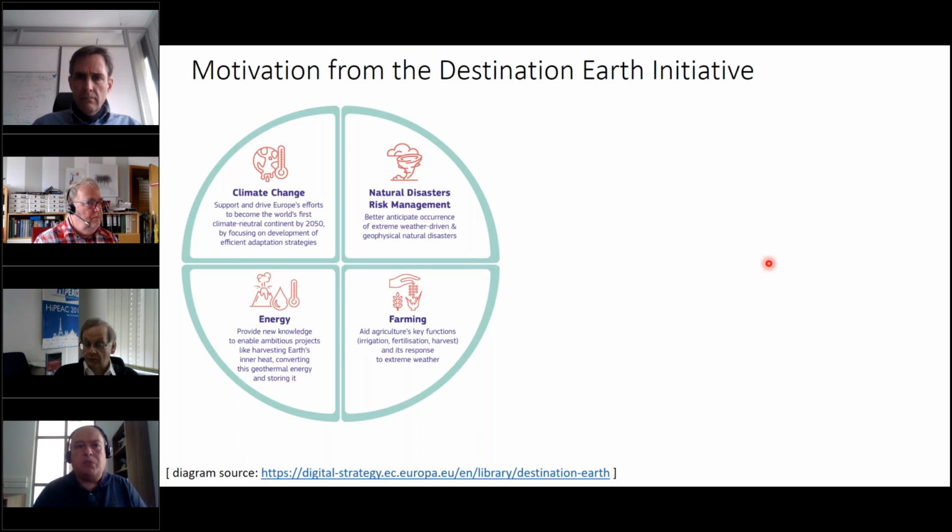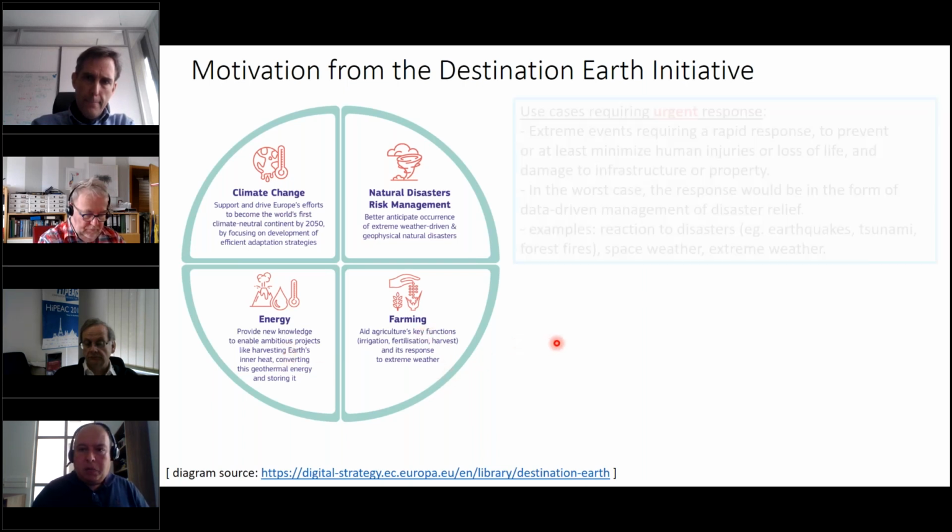I'm using a diagram provided by the Destination Earth initiative. This is a broad scope initiative by the European Union, and involves activities in various sectors that might motivate the work around decision-making support. There's the discussion about climate change. There is a discussion about handling of natural disasters and the associated risk management around them, as well as topics related to energy and precision agriculture, etc.